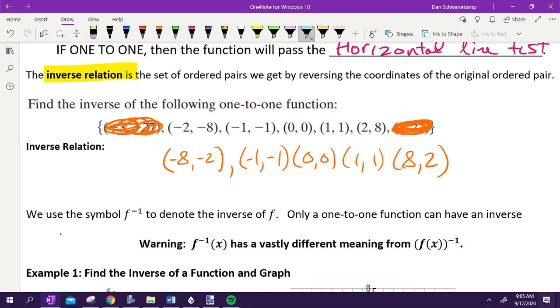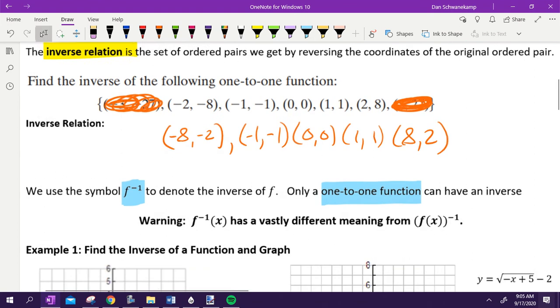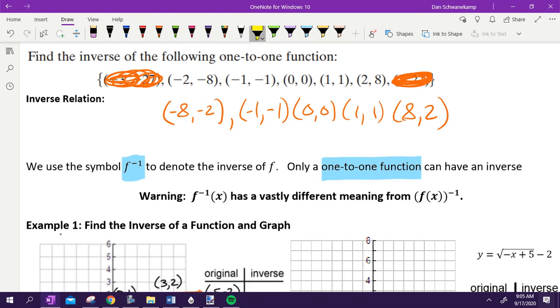For an inverse relation, we use the symbol f to the -1 power to denote the inverse of f. Again, you have to be a one-to-one function in order to have an inverse. You have to be one-to-one, otherwise you can't have an inverse. Okay, just a warning here. This right here means inverse. This right here means the reciprocal. They are not the same. Raising something to the -1 power and f to the -1 are not the same thing. They're similar and share some qualities, but they're not the same.